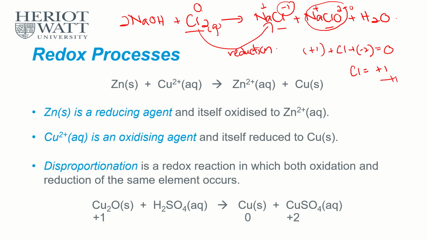Hence, from 0 to +1, this is actually an oxidation reaction. See that? From a single element of chlorine, it undergoes oxidation as well as reduction, forming two different products. So this is what we call a disproportionation reaction.